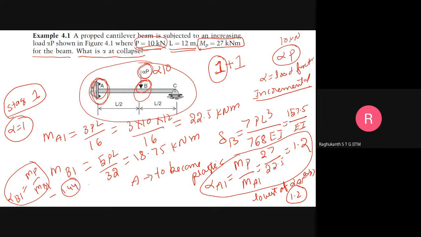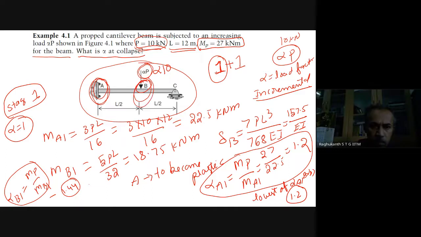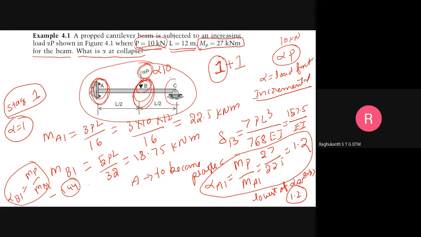For propped cantilevers, the bending moment will be maximum here, and then the bending moment will be maximum below the load itself. So these are the two possible points. Anyway, the bending moment is always zero at C itself, so this is not required. So there are 2 points for obtaining the plastic hinges.